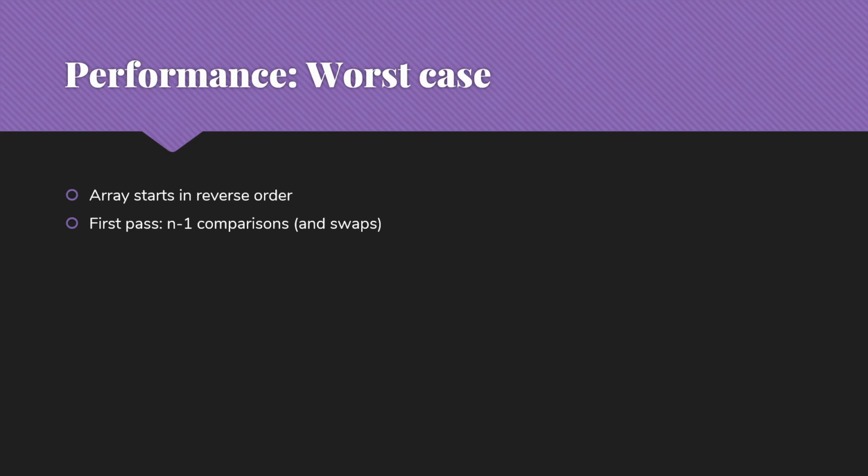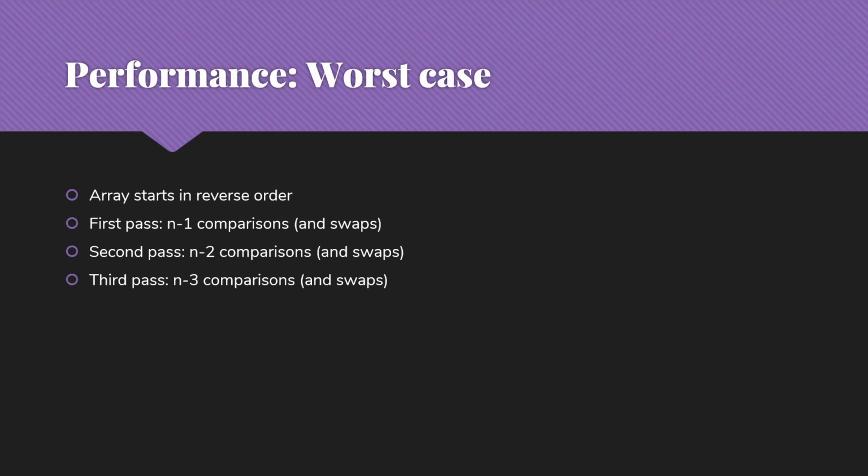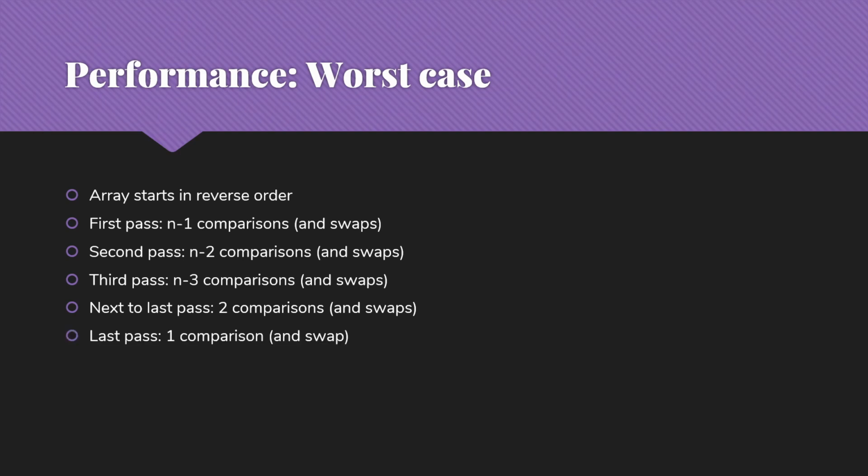So in the first pass, we're going to do n minus 1 comparisons for our n minus 1 pairs of neighbors in this size n array. And we're going to swap every single time because if we started in reverse order, we're going to have to do all of those swaps. The next pass, we're going to do n minus 2 comparisons and swaps because that last item was already in place. The next one, n minus 3 comparisons and swaps. When we get down to the next to the last pass, we're going to do 2 comparisons and swap them. And the final pass will be the last pair of items that are still out of order, and we'll swap those.